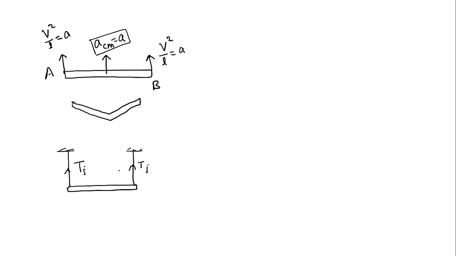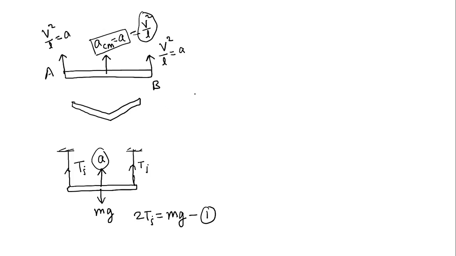in both strings, and if you give force balance, its mass is mg. So before any angular velocity, the vertical equilibrium says 2Ti is equal to mg. Let us call this equation 1. After the angular velocity, what is happening? The center of mass is moving with some acceleration A, which we have already calculated. A is what? V square upon L.